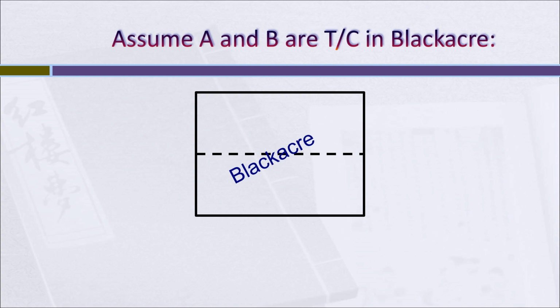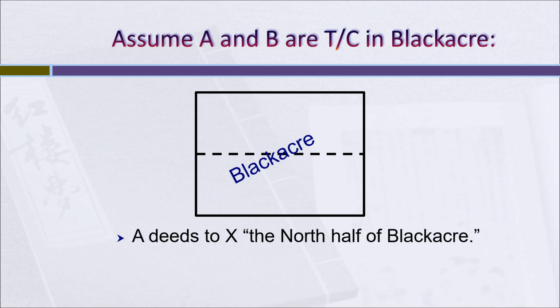Here's an example to show how conveyances by tenants in common work. Let's assume that A and B are tenants in common in this parcel of land, and we'll call it Blackacre. And let's suppose that A deeds to X, quote, "the north half of Blackacre." What is the result? What do the parties own after that conveyance?